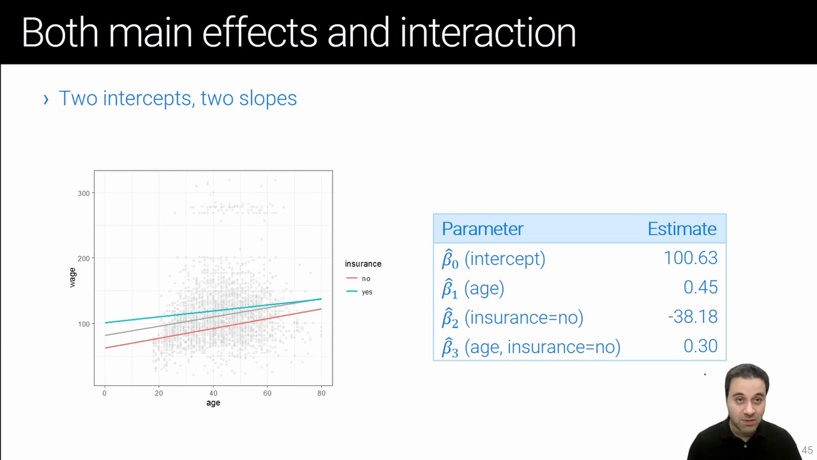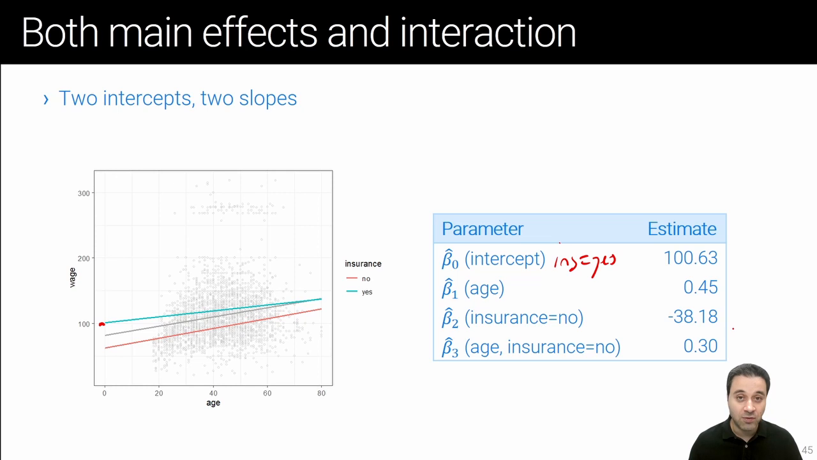And so we have two intercepts and two slopes. Again, for reference here, we have in gray what the simple model would be. And now what we see is, indeed, two lines that are not parallel anymore. So we are not forcing the model to say that the effect of the age is the same in both groups. And we are also allowing for a different intercept. How do we interpret the model? The intercept now, beta 0, would be, again, the insurance yes. So it is the intercept of the group insurance yes. It's about 100, so it's this point over there.